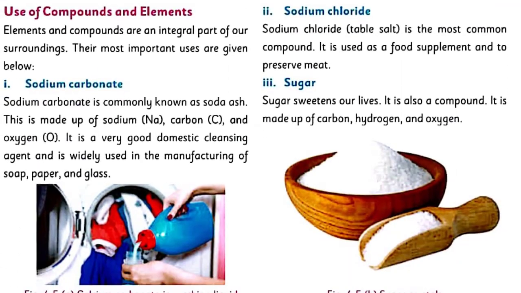Use of compounds and elements. Elements and compounds are an integral part of our surroundings. Their most important uses are given below. 1. Sodium carbonate. Sodium carbonate is commonly known as soda ash. This is made up of sodium, carbon, and oxygen. It is a very good domestic cleansing agent and is widely used in the manufacturing of soap, paper, and glass.